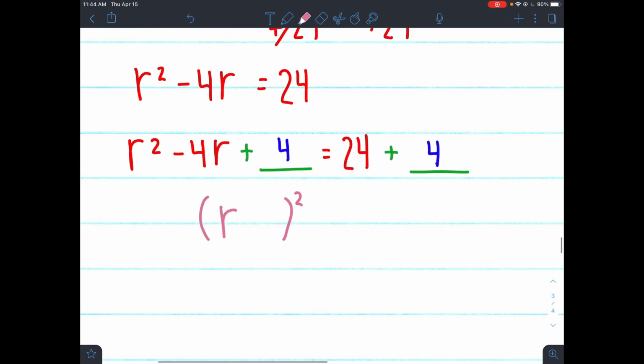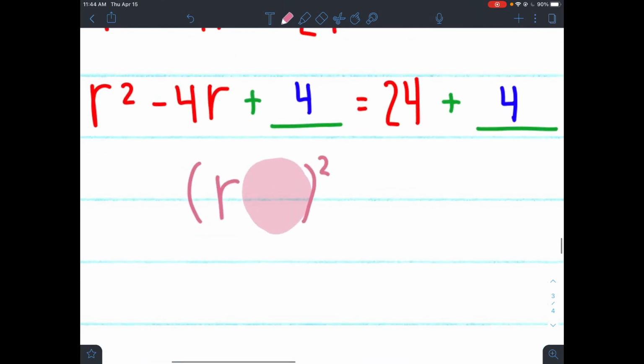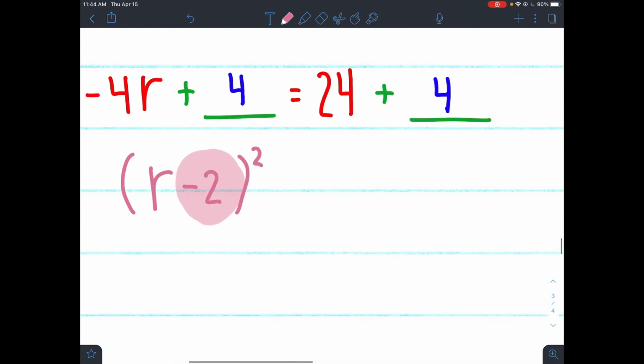Now remember, I'm going to keep drilling this in your head because it's the shortcut. The number in the parentheses here is a number in the parentheses over here. So the number we're going to write in is -2. Okay, simplify the right. 24 plus 4 is 28.